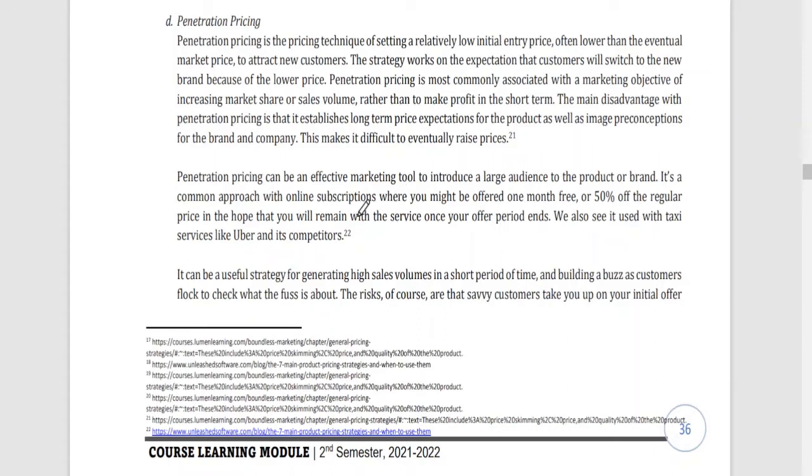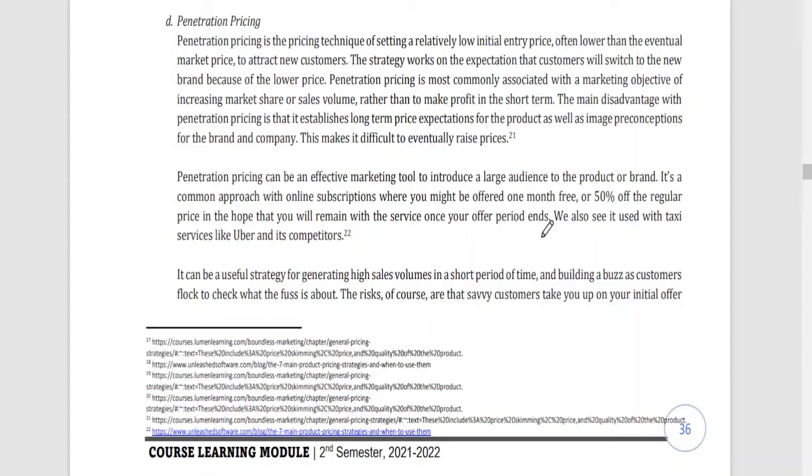Penetration pricing can be an effective marketing tool to introduce a large audience to the product or brand. It's a common approach with online subscriptions where you might be offered 1 month free or 50% of the regular price in the hope that you will remain with the service once your offer period ends. So, naagi ninyo ni siya, tinuod ni siya.